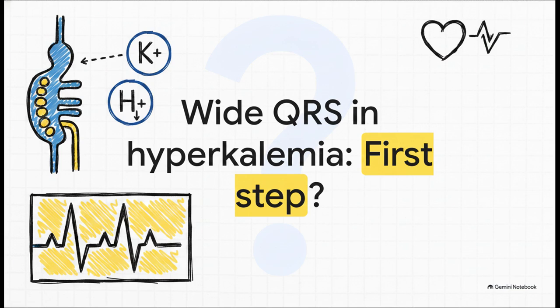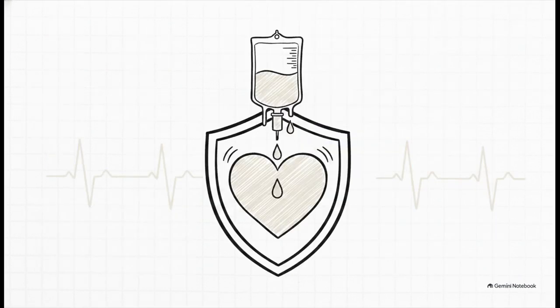You check the monitor and you see peaked T waves and a widening QRS. These are classic red alert signs of cardiotoxicity and impending ventricular arrhythmia. So what is your very first step? Boom, if you said IV calcium gluconate or calcium chloride, you are absolutely correct.